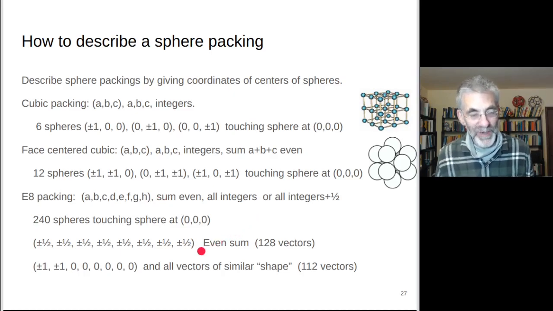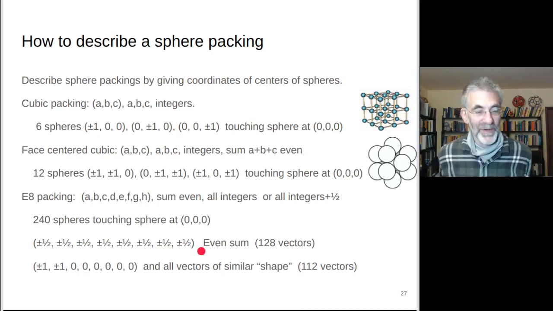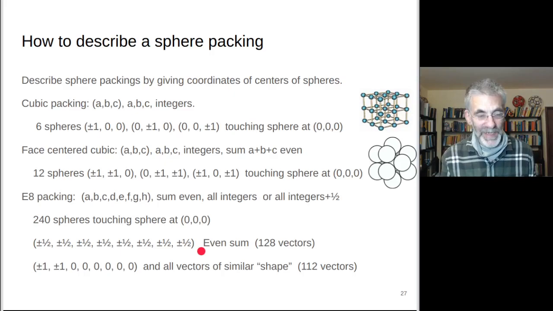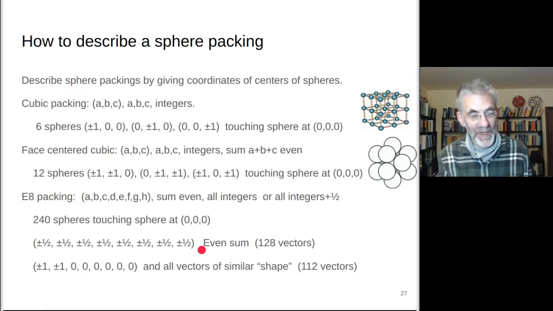And now if you try and find the spheres closest to the origin, it turns out there are 2 ways of writing them. First of all, coordinates could be a half with some signs, and there are 128 of these. You might think there are 256 because there are 2 choices of each sign, but the sum has to be even, and that cuts down the number by a factor of 2.